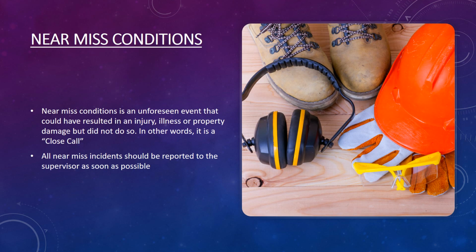Near-miss conditions. A near-miss condition is an unforeseen event that could have resulted in an injury, illness, or property damage, but did not do so. In other words, it is a close call. All near-miss incidents should be reported to the supervisor as soon as possible.